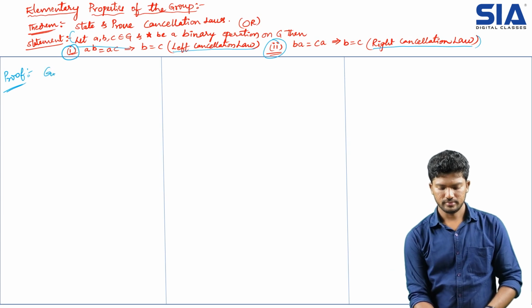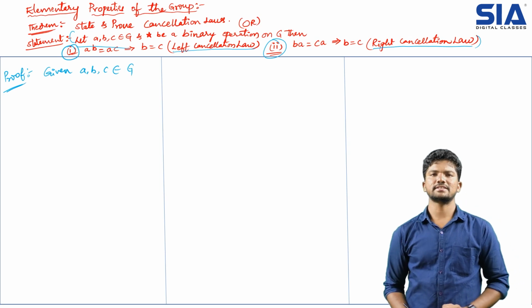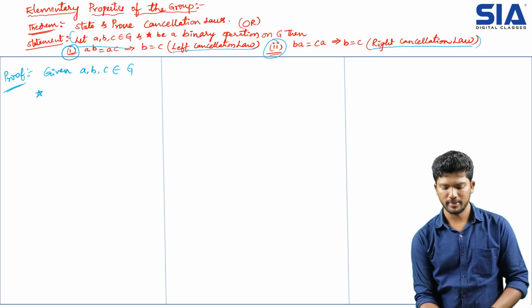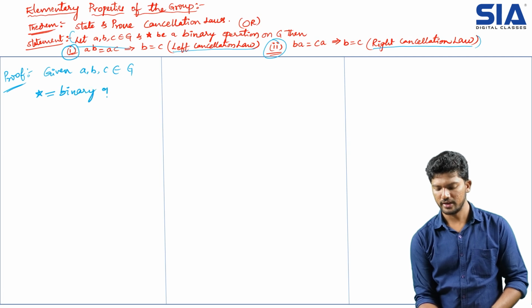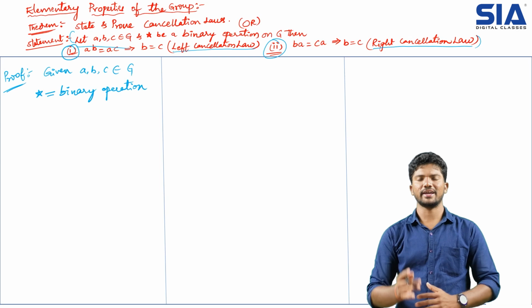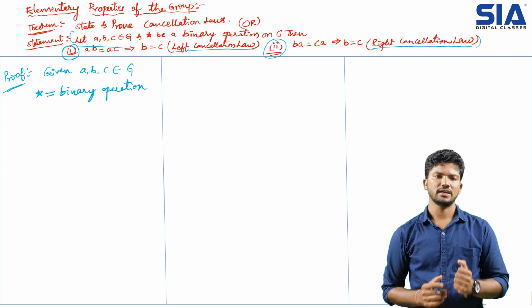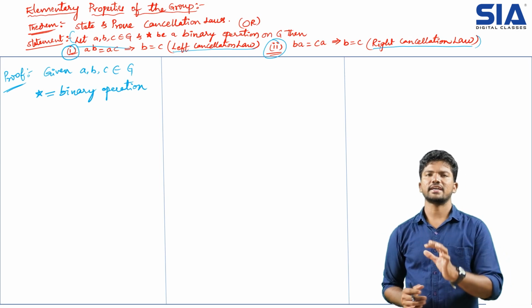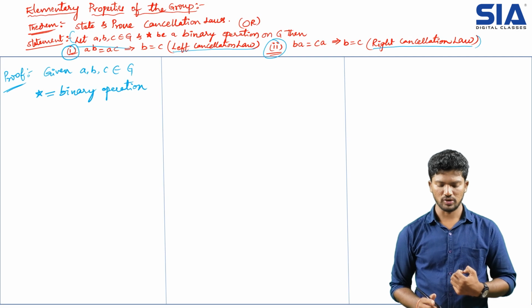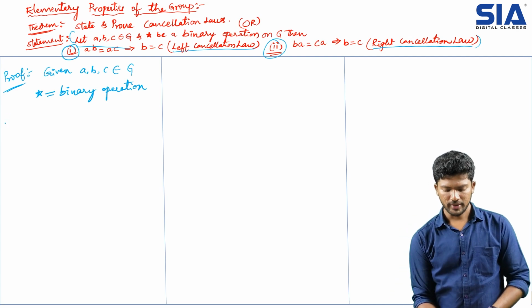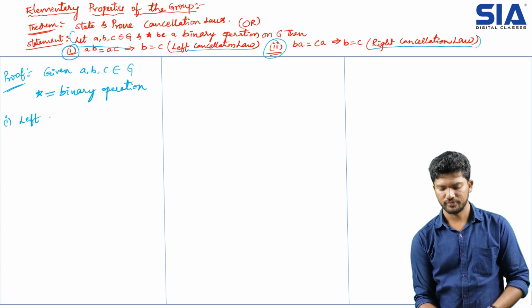Given: small a, b, c are three elements in the group capital G, and star is the binary operation. Here I am taking the binary operation as multiplication, because in the left cancellation law and right cancellation law, we are using multiplication only.